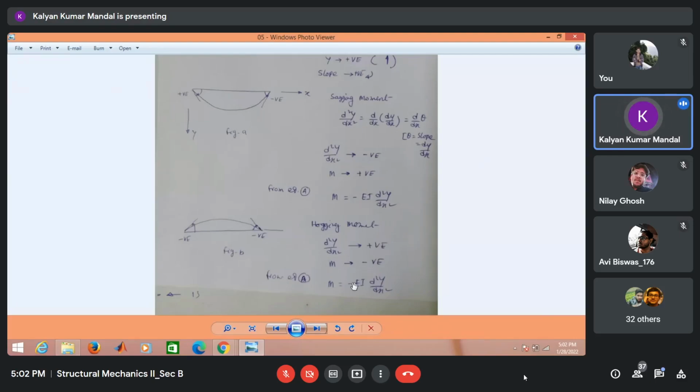To balance this equation, we have to introduce again, just like the previous case, a negative sign. That is m should be equal to minus EI d2y dx2. This expression is valid for this axis system, that is x is positive left to right, y is vertically downward positive, and clockwise rotation or clockwise slope should be considered as positive, both for the sagging moment as well as the hogging moment.